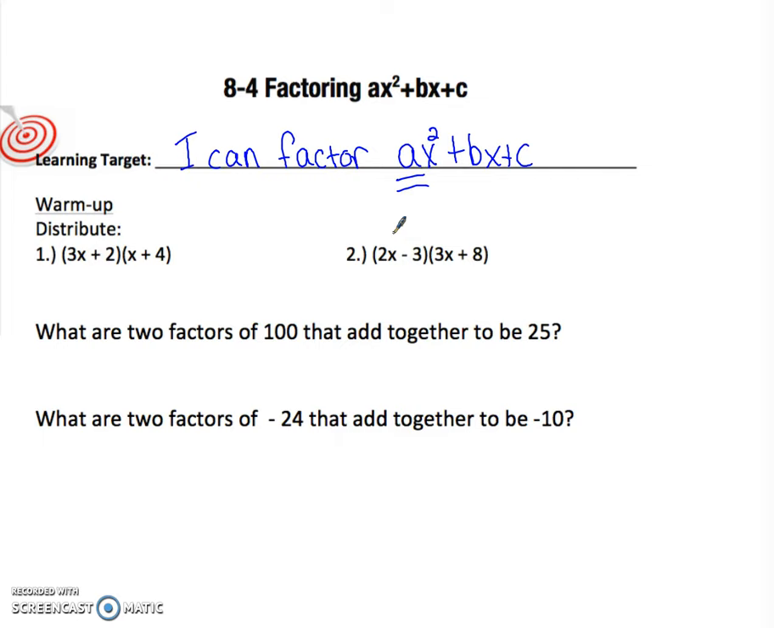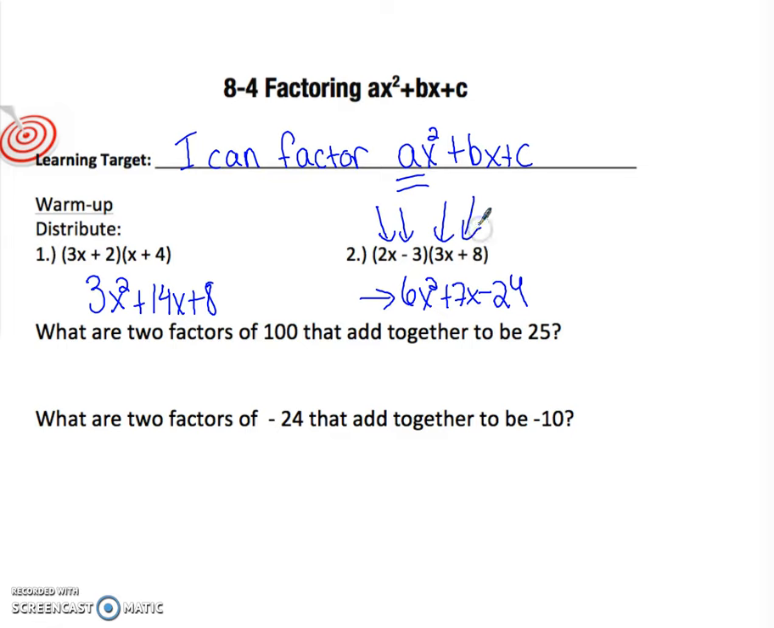All right, number 1, you should have had 3x squared plus 14x plus 8. And number 2, you should have ended up with 6x squared plus 7x minus 24. So your questions are going to look like this, and your answers today will look like 1 and 2. What are 2 factors of 100 that add together to be 25? Well, I thought to myself, 20 and 5. What are 2 factors of negative 24 that add to be negative 10? You always want to be asking yourself these questions. It's negative 12 and 2.